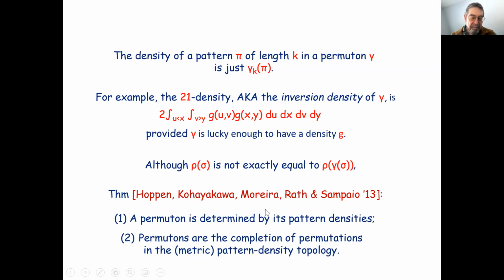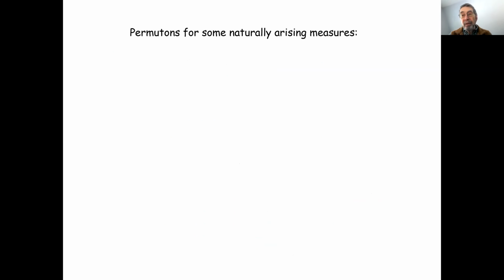So permutons have, in effect, the same relationship to permutations that the real numbers have to the rational numbers, and that graphons have to graphs. Here are a couple of examples of permutons that show up in nature, you might say.